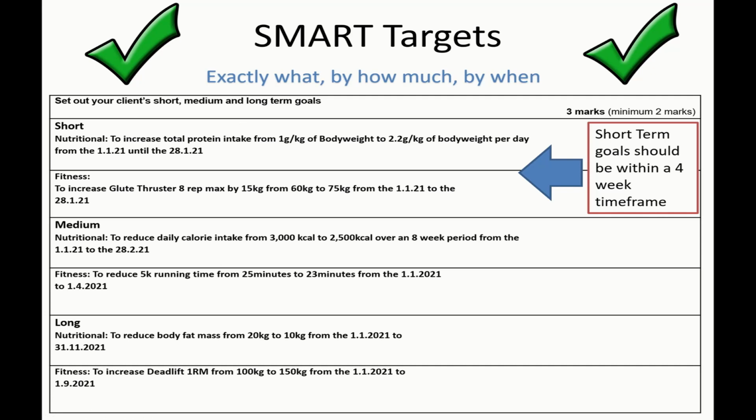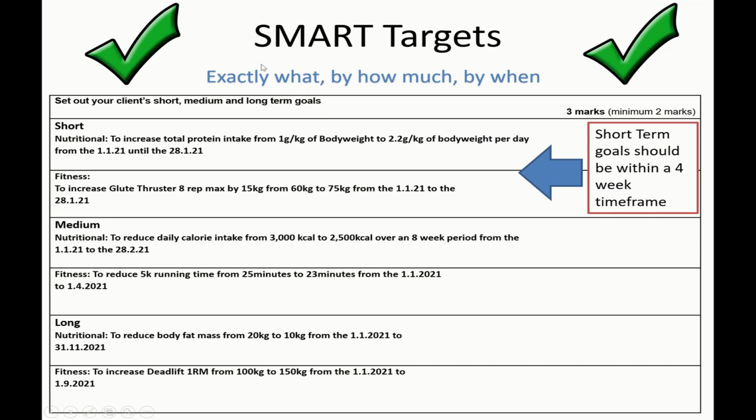So we're going to try to increase total protein from 1 gram per kilogram of body weight to 2.2 grams per kilogram of body weight per day. Okay, so there's extensive research relating to the increase in protein prescriptions, which can facilitate muscle protein synthesis and therefore contribute to lean body mass gains when protein prescriptions are higher. So that's the justification behind that.